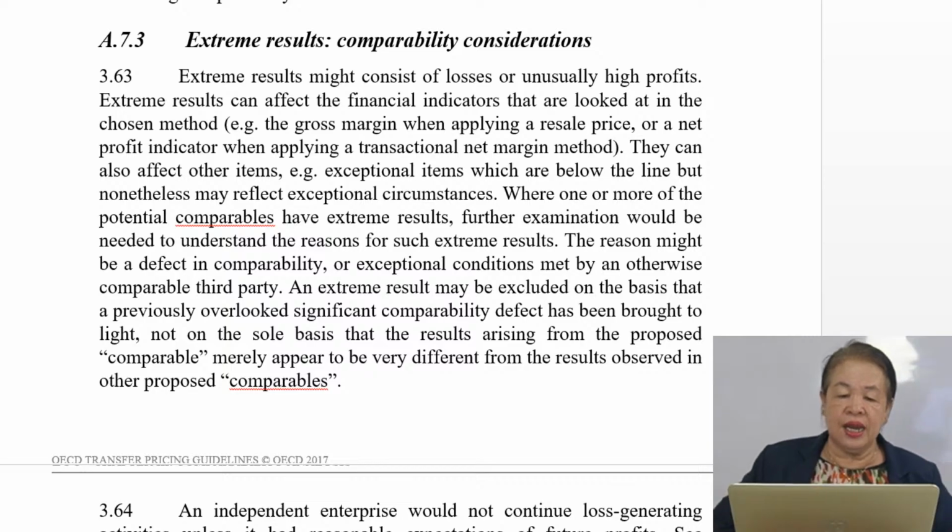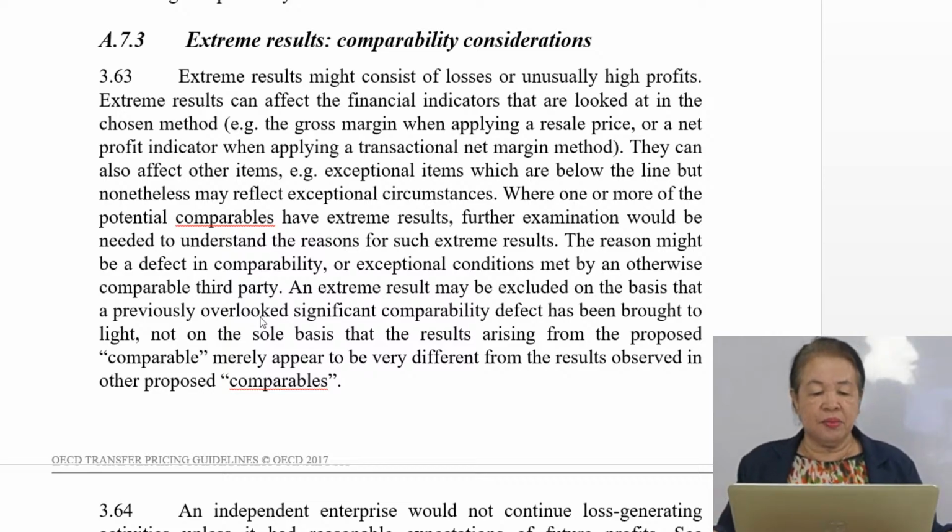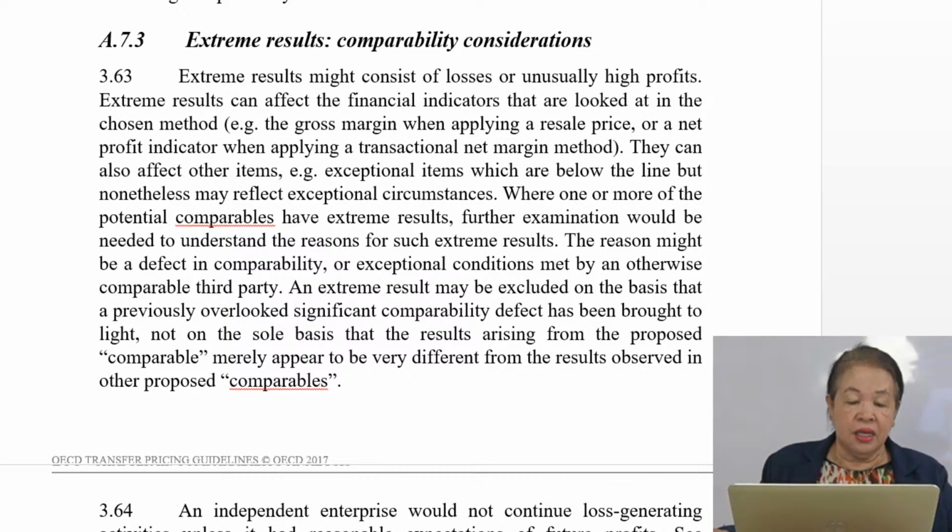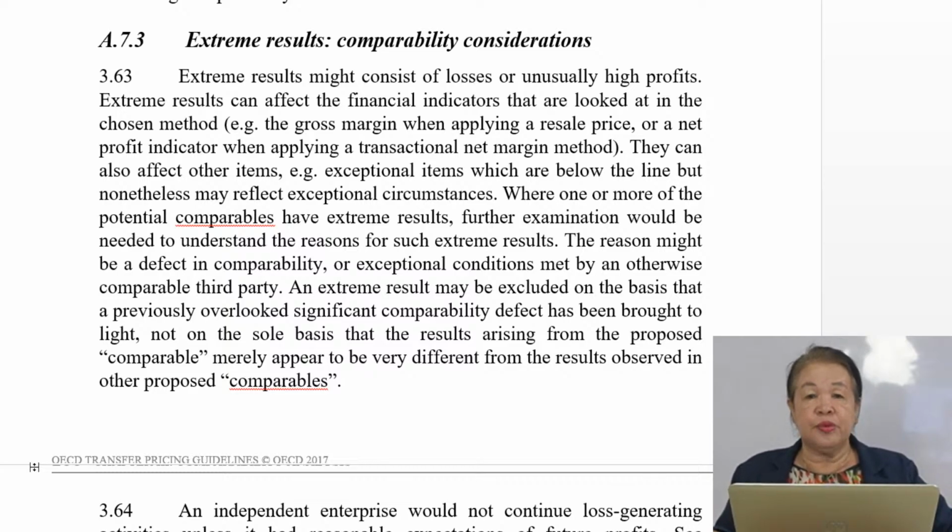Exceptional items which are below the line but nonetheless may reflect exceptional circumstances where one or more of the potential comparables have extreme results. Further examination would be needed to understand the reasons for such extreme results. The reason might be a defect in comparability or exceptional conditions met by an otherwise comparable third party. An extreme result may be excluded on the basis that a previously overlooked significant comparability defect has been brought to light, not on the sole basis that the results arising from the proposed comparable merely appear to be very different from the results observed in other proposed comparables.